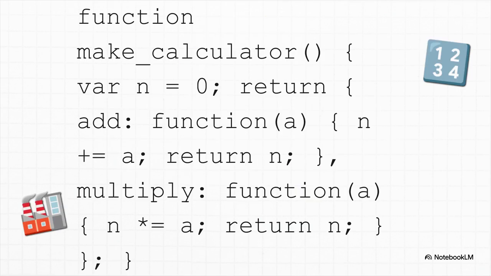So, to get started, take a look at this piece of code. It's a function I'm calling make_calculator. You can think of it like a tiny factory. Every single time you call it, it spits out a brand new calculator object, complete with its own add and multiply methods. But here's where it gets weird. Each calculator it makes seems to have its own private, hidden memory. Let me show you what I mean.